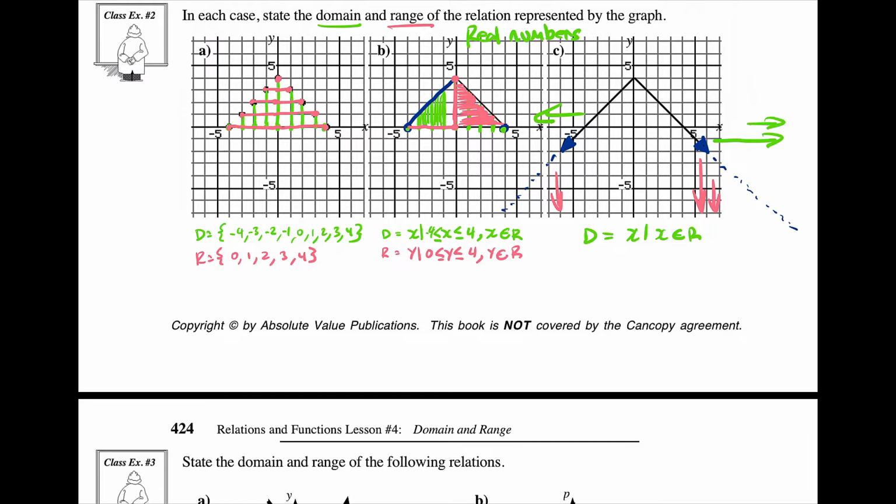And what about in the y? Well, it's starting here at 4, and it's going down again infinitely. So the range is going to equal y such that y is going to be what? Y is going to be less than or equal to 4, and y is a subset of all real numbers. Okay, so there we go. That's those 3 examples right there.